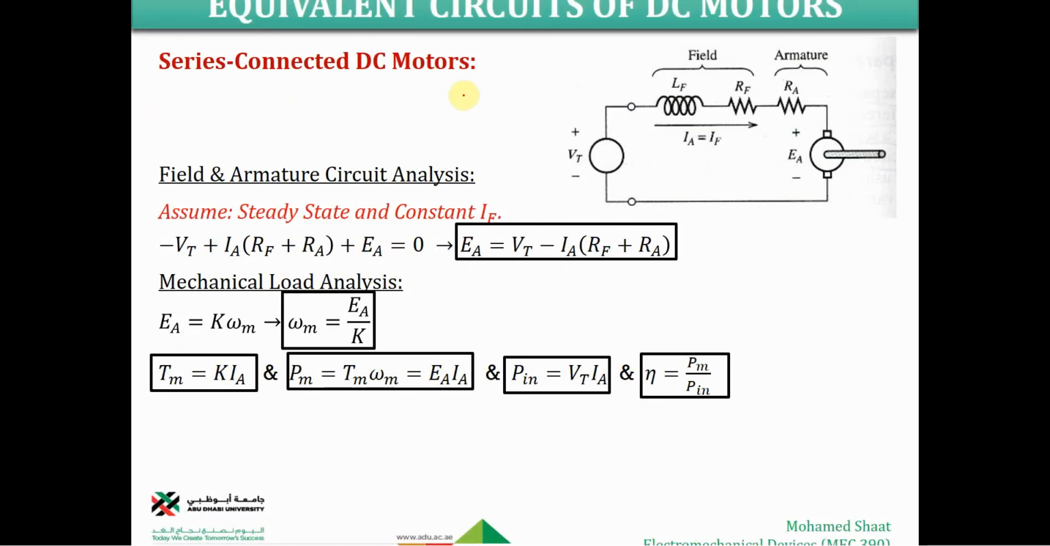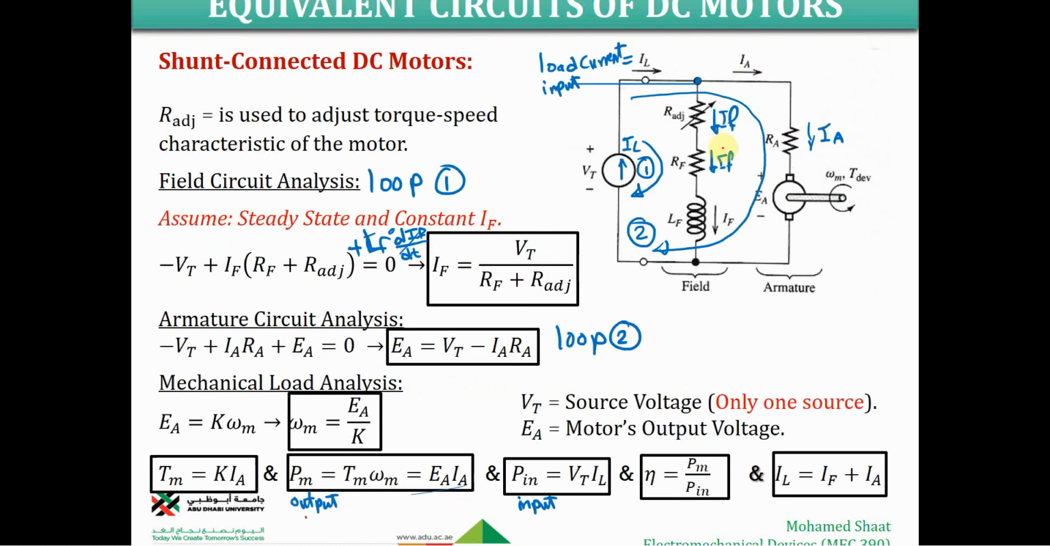So series connected DC motor, this is another configuration, a third configuration that we're gonna consider here. The difference here, we had the field branch and the armature branch in parallel. And since you have a parallel configuration, it means that the current through the field windings and the current through the armature windings will be different. It means that IA and IF, both, are gonna be different.